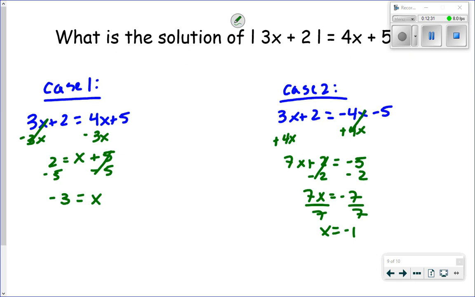Now I need to think about a check step. Do I have any variables on the right-hand side, which means I then need to have a check step? And the answer is yes. I have a variable on the right, and that's an x. So I need to do my check step. So I'm going to do that right under the cases. With the check step, it has to be in the original problem. So that means the absolute value bars are there, and everything looks the same as the original. So I've got absolute value of 3 times negative 3 plus 2 equals 4 times negative 3 plus 5. So everywhere there was an x, I plugged in negative 3 and I put in my absolute value bars.